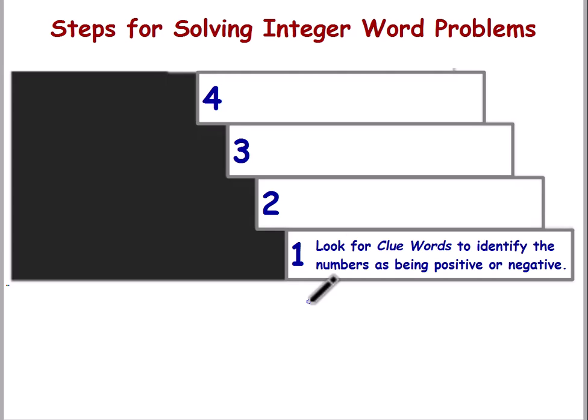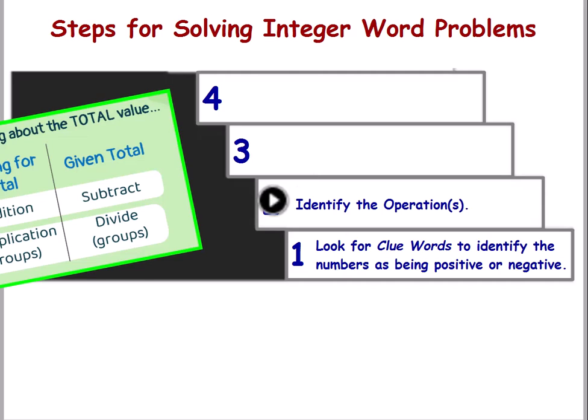You have to look for those words that tell you, oh, this is a positive number or this is a negative number. Then once you've identified those, you go back and identify the operations. That's what you're used to doing, identifying whether this is a multiplication or a division problem. Step 3 is you write an expression. You're going to write a numerical expression with your 2 integers and the operation. And then the 4th step would be to solve.